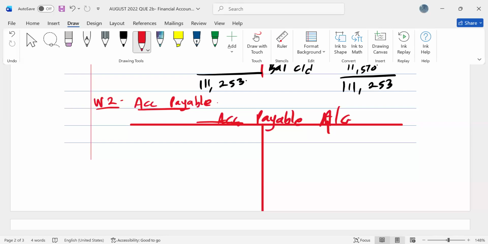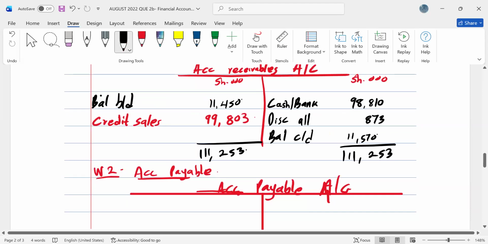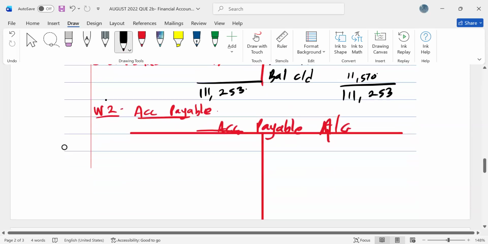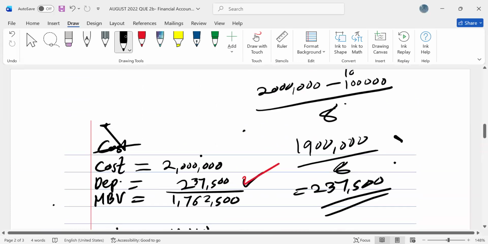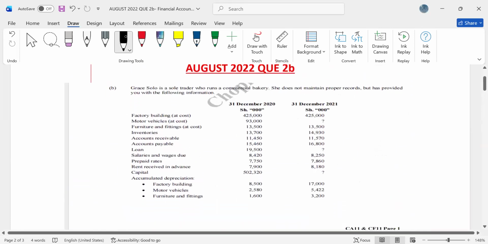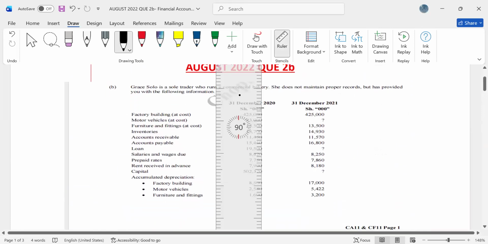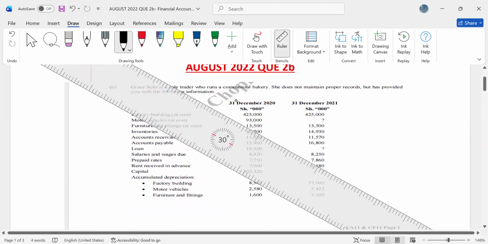Then we start. Remember, payables are liabilities. So their opening balance, or balance brought down, will be on the credit side. For receivables, balance brought down was on the debit side because it's an asset. But in this case, payables is a liability, so its balance brought down will be on the credit side. What's the figure? Go to the statement in our question where we were given figures and check. There was a figure for payables, but check for 2020.